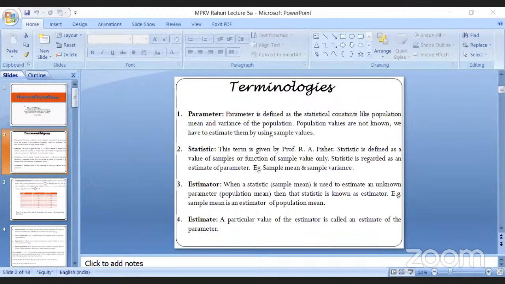See, what I was trying to explain to you is simple. Okay, 1 second. I was trying to explain the difference between population and sample, and parameter and statistic.